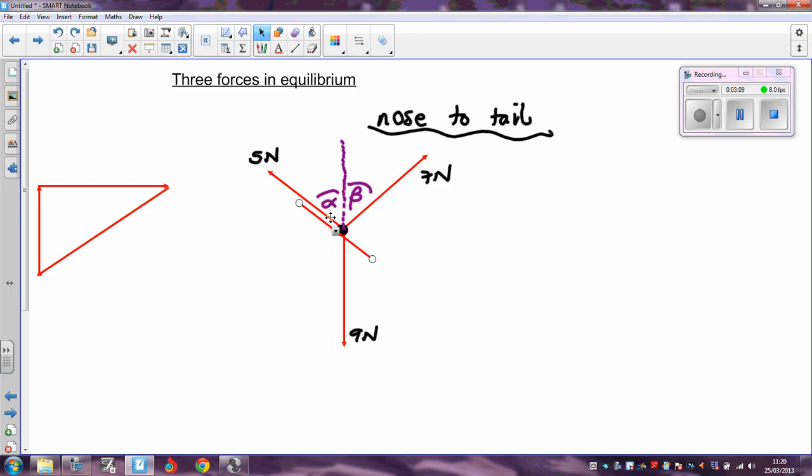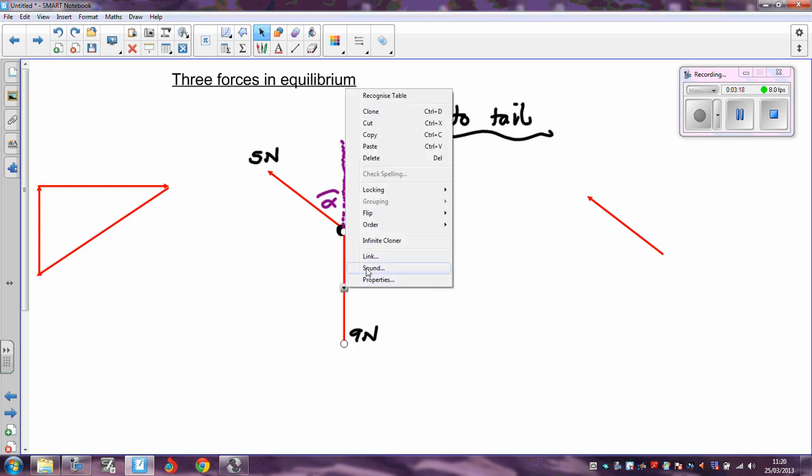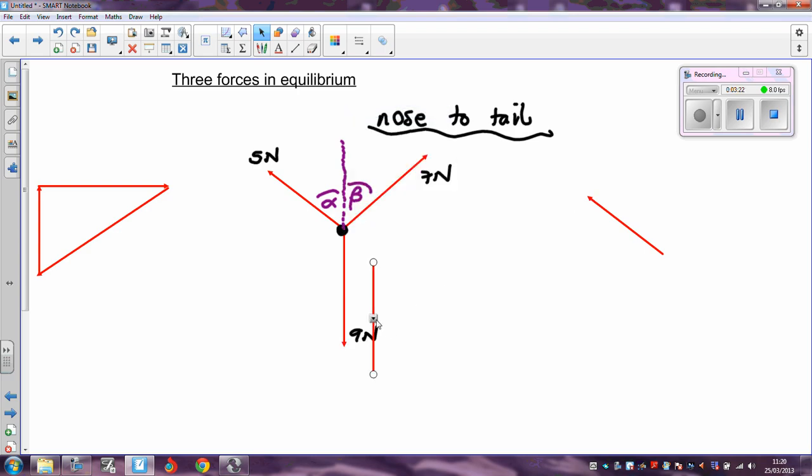The first thing I'm going to do is redraw the three vectors nose to tail. So I'm just going to clone the vector. Let's start off with my 5 newton force. It's going to be going in that direction. And then I'll take the 9 newton force next. Let's clone that, and have that drawn so that it is nose to tail. So basically the end of the 5 newton force becomes the beginning of the 9 newton force. And then the 7 newtons over here, let's clone that, is going to form my closed triangle. Let's just pop that there. It's not perfect, but we get the idea. If it was perfectly in equilibrium, that's what it would look like. So there's my three forces.